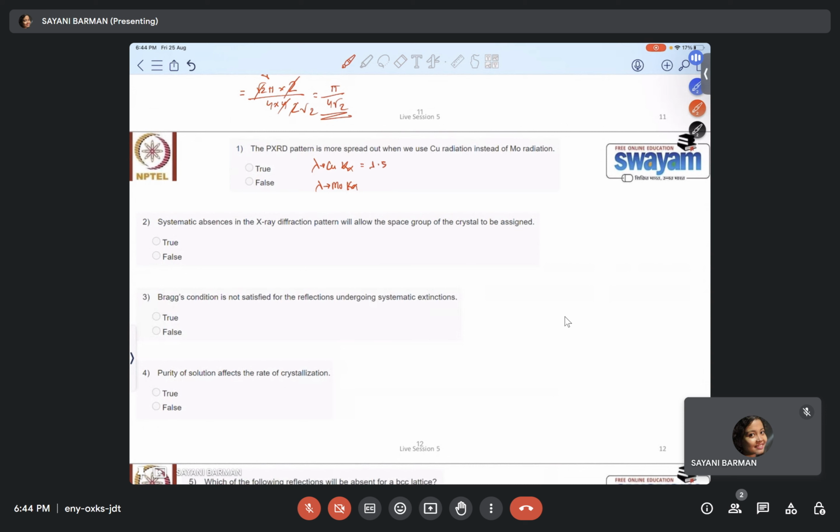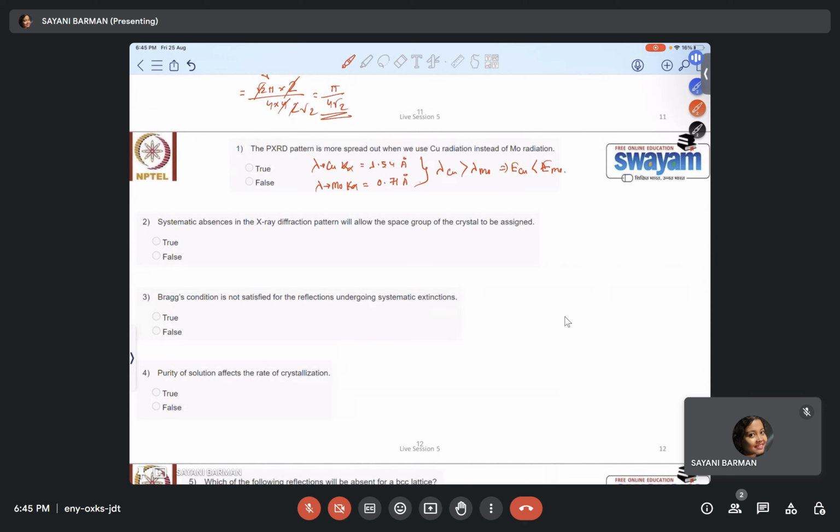It is 1.54 Angstrom for copper, and for molybdenum, it is 0.71 Angstrom, right? Now we can write that lambda of copper is greater than lambda of molybdenum. Since energy E equals hc by lambda, the energy of copper is lesser than the energy of molybdenum. That means molybdenum is more energetic, more powerful. Hence, molybdenum can penetrate the crystal structure, the lattice planes, more, right?